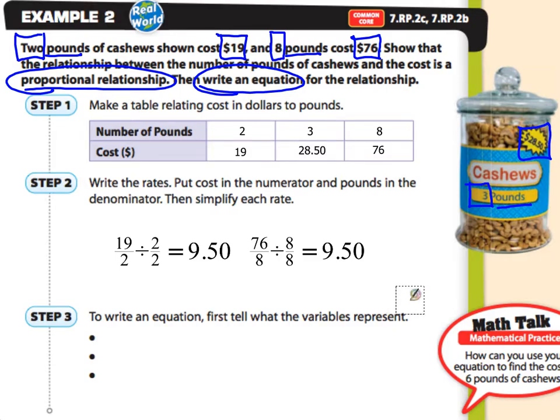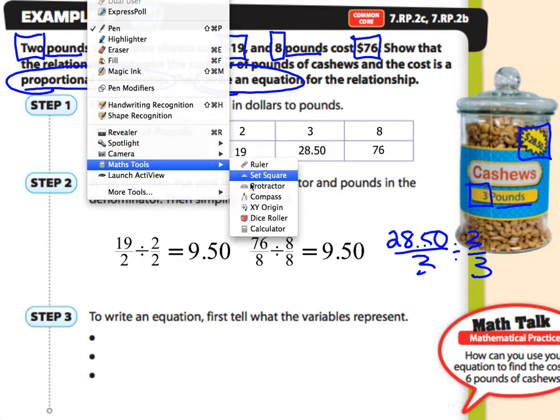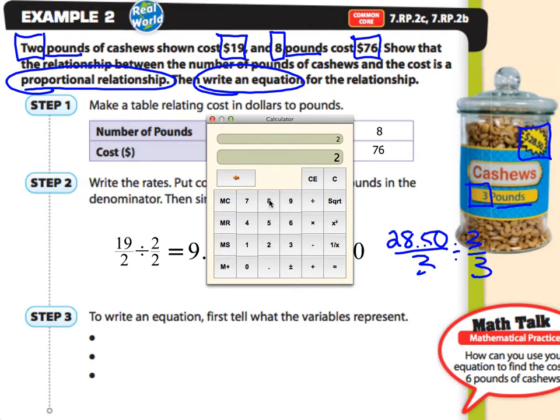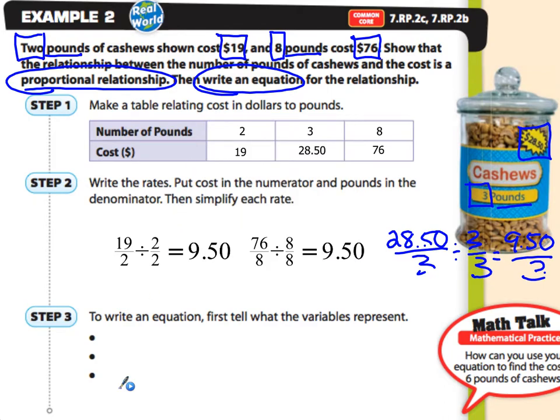Then I could also double check and see, well, $28.50 for 3 pounds. I could divide both of those by 3, and I could get my trusty calculator out here. And do my $28.50 divided by 3, and I get $9.50. Now, just because my calculator didn't show that 0 doesn't mean that it's not there. We have to remember it is there because it's money. Okay, and I got $9.50 for 1 pound.